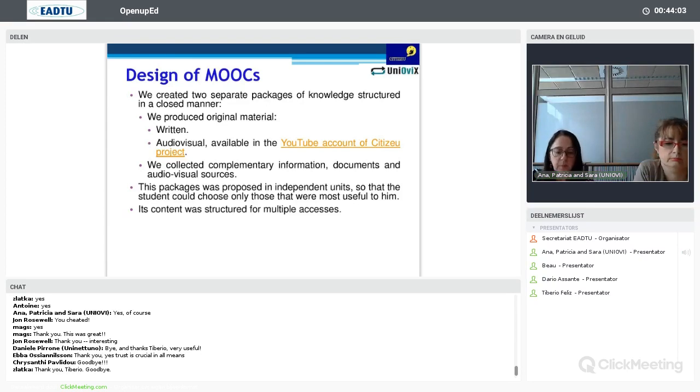These packages were proposed in 6 independent units so that the student could choose only those most useful to them. The University of Oviedo and the European and International Affairs Office of the Gijón City Council produced the first course. For the second one, each of the partners of the project was responsible for one of the 6 units. Its content was structured for multiple accesses, with a basic written and audiovisual body and the support of additional documentation in both formats, in English and in Spanish.